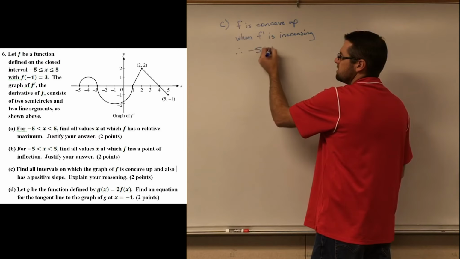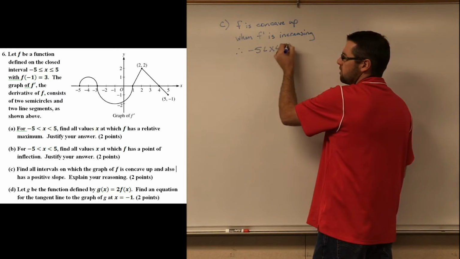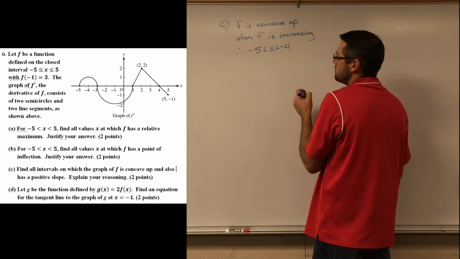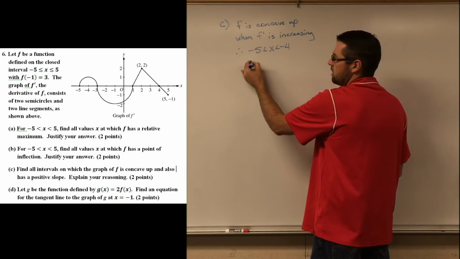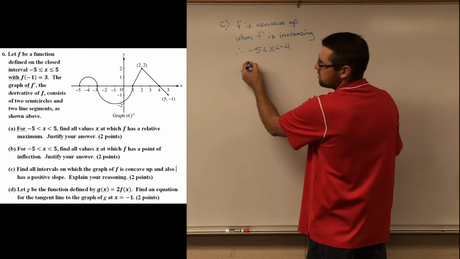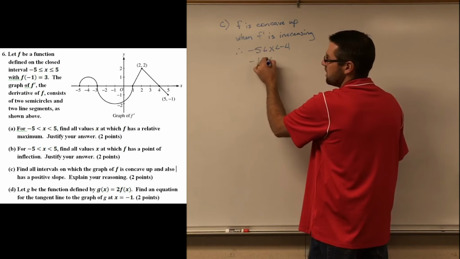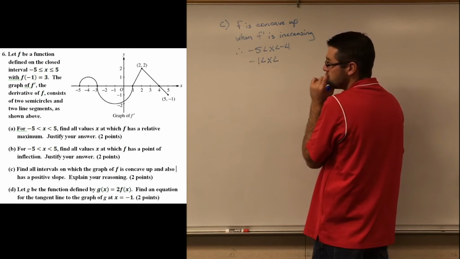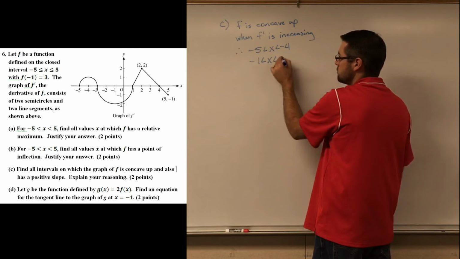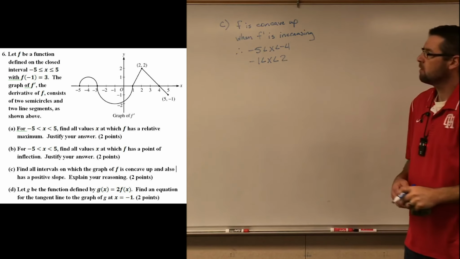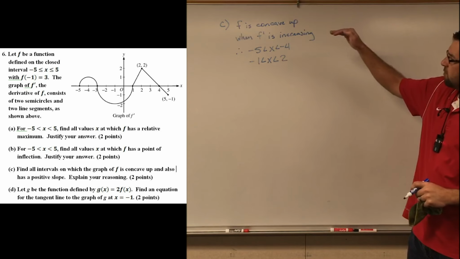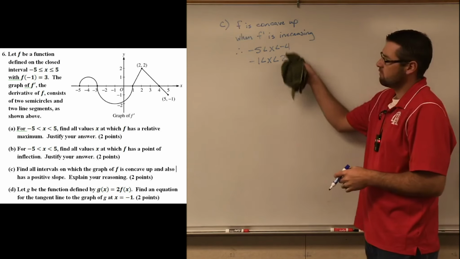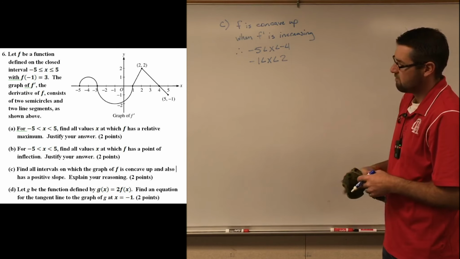-5 is less than x is less than -4. Where else? -1 is less than x is less than 2. Okay. F is concave up when f prime is increasing. So these are the intervals for when f is concave up.